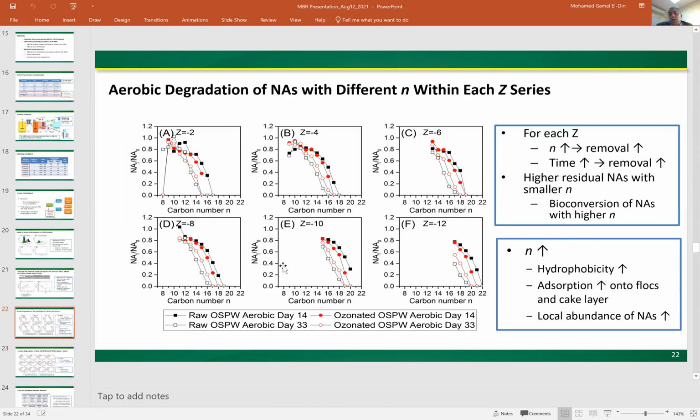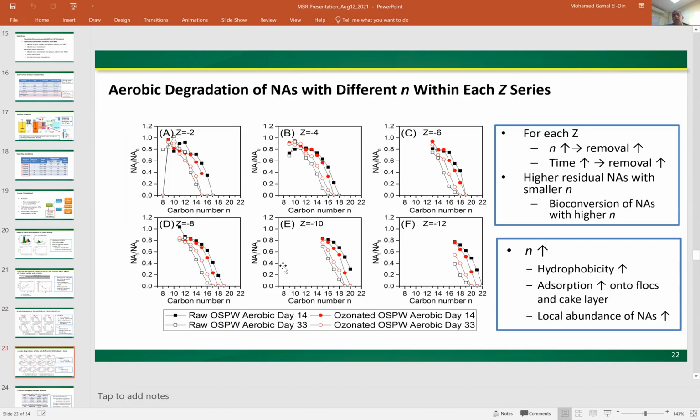And as the number of carbons increased, this means the hydrophobicity increased, so the absorption onto flocs and the cake layer increased. So this means we had local abundance of naphthenic acids in the bioreactor to be attacked by the microorganisms that are flocking or accumulating on these flocs within the system or on the cake layer.